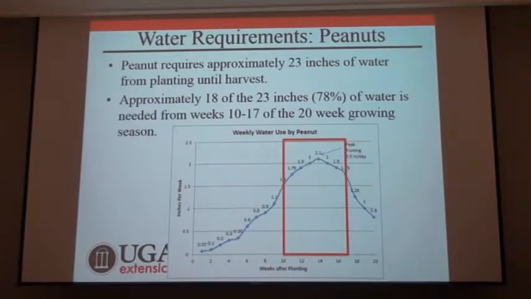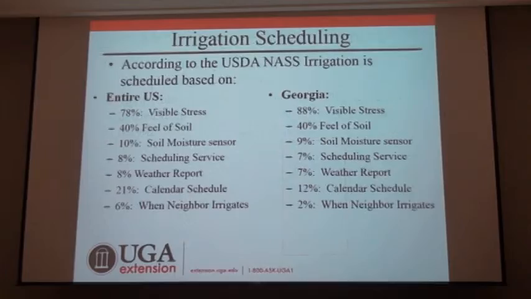But what I'm not skeptical about is that middle part right there. About 18 of the 23 inches, or a majority of your water, is needed from weeks 10 to 17 of a 20-week growing season. So you can kind of see this here. This is in the production guide too. So easy to see, but we've just got a very short 7-week window of a 20-week growing period that we're really needing a lot of that water that is really critical. So keep that in mind.